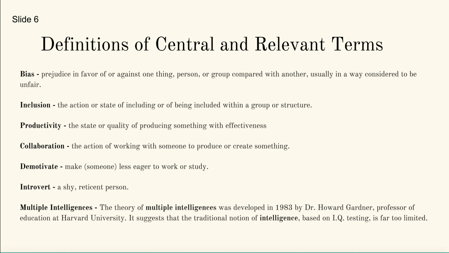Demotivate is to make someone less eager to work or study. Introvert is a shy or reticent person. Multiple intelligences. So the theory of multiple intelligences was developed in 1983 by Dr. Howard Gardner, a professor of education at Harvard University. It suggests that the traditional notion of intelligence based on IQ testing is far too limited.